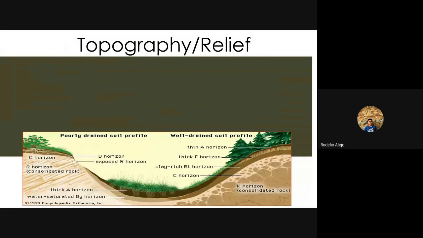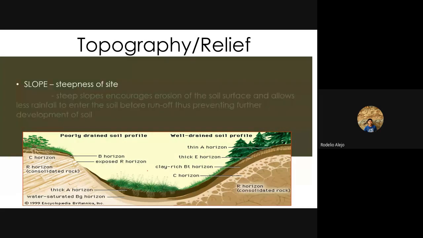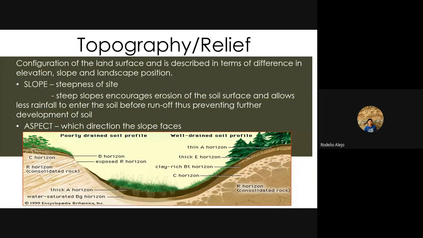So after ng climate, we have the factor which is topography, or commonly we call it as a relief. So as you can see here, there is a higher elevation, then lower elevation, then higher elevation again. So as you can see here, di ba, makikita nyo, iba yung soil dito sa baba, iba din yung soil dito sa isang part. Okay, it's because of the topography. Okay? So in topography, we have some factors, what we call the slope or the steepness of the site. So the more na mas matarik yung lugar, the more na mas na-erode o natatanggal dun yung soil. So bumababa, naiiwan yung rocks natin.